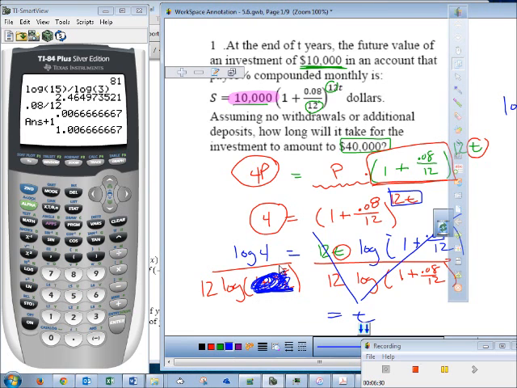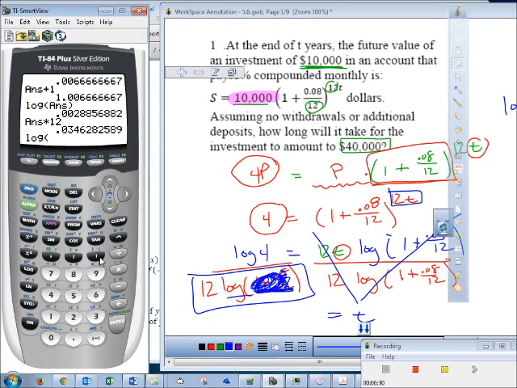Cool? So far, all I figured out was what this number was. You with me? What do I need to do to that guy? I got to log him. So log of my answer is that. Cool? Now I got to take him times 12. Right? So that's my entire denominator. You with me on that? What I need to do now is take log of 4, make sure you close that parenthesis, and divide it by that answer.